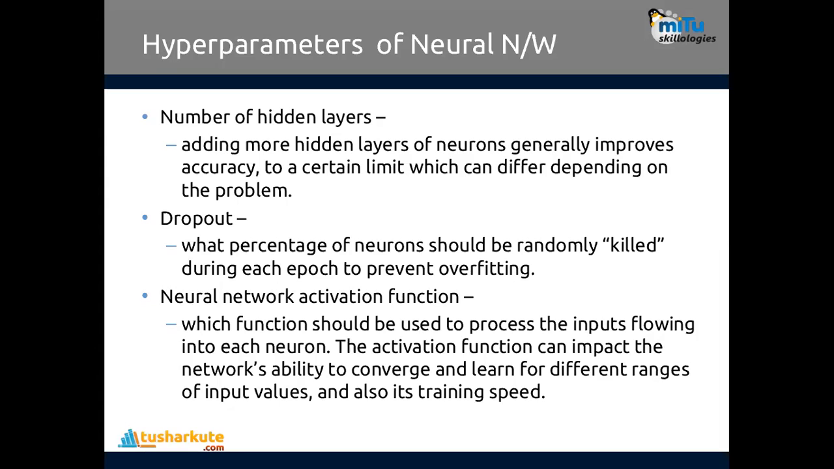The network's ability to converge is also very important: whether it has the ability to perform the operations and learn from different ranges of input values. The training speed will also be affected by the respective activation function. So it is important to identify which activation function to use.